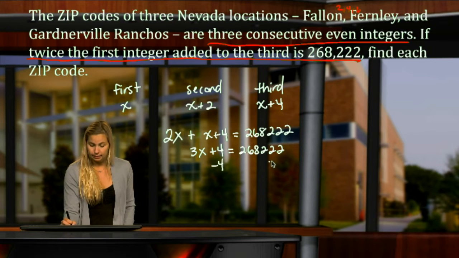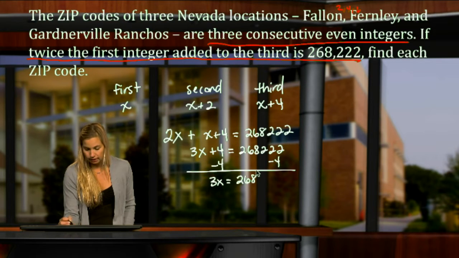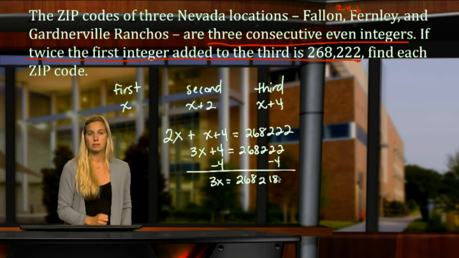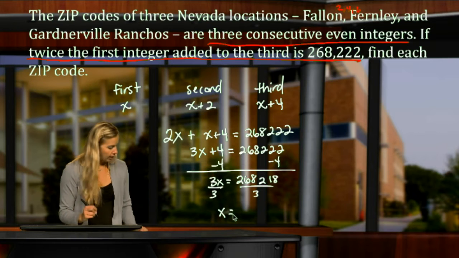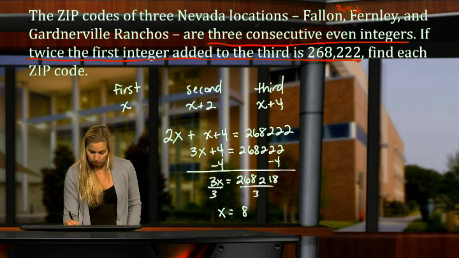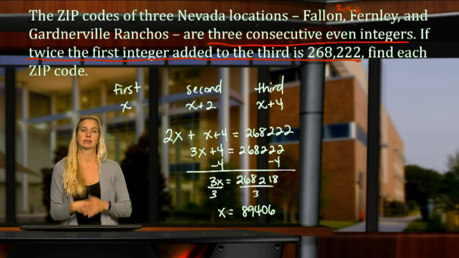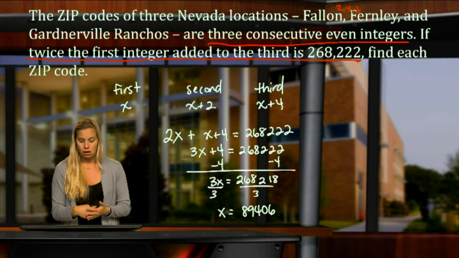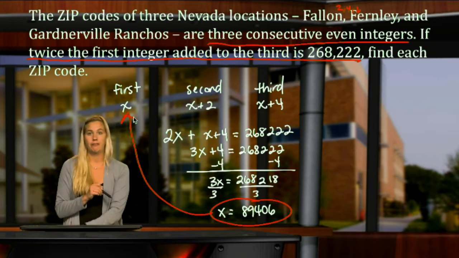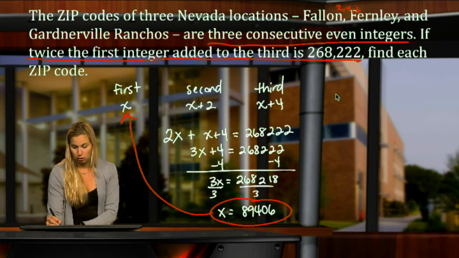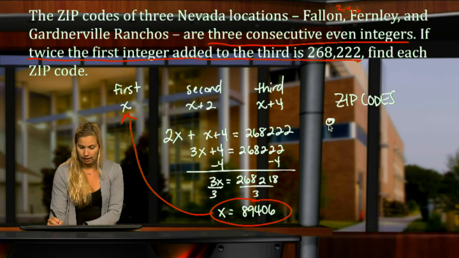Subtract 4 from both sides. 3x equals 268,218. And then to solve for x, we divide both sides by 3. And we find that x is equal to 89,406. Or 89406 when we think about how we say a zip code. So what does x represent? x represents that first zip code. So we know that our first zip code is 89406.